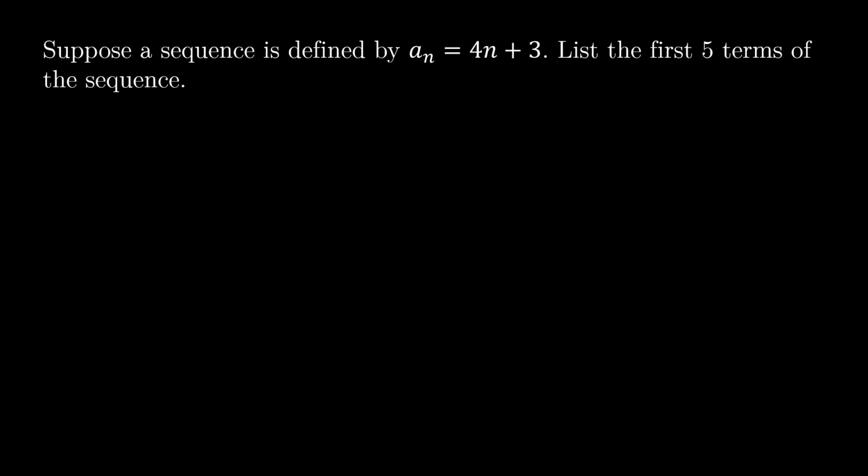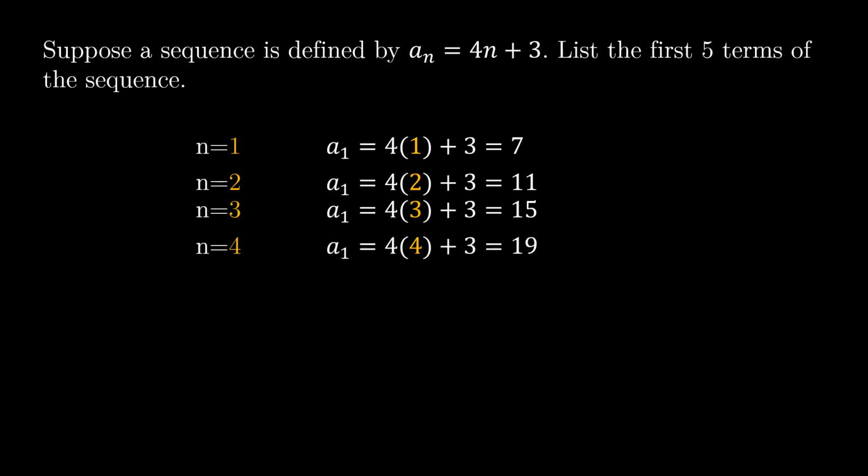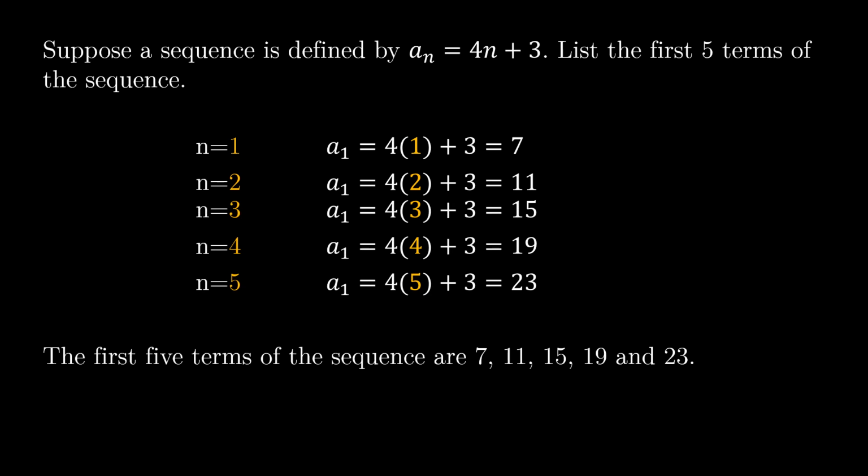Suppose a sequence is defined by a sub n equals 4n plus 3. List the first 5 terms of the sequence. So our first term is 4 times 1 plus 3, 1 being our n equals 1. So we have 7. Then our second term is 11, so this should be a sub 2. Then our third term is 15, a sub 3. Our a sub 4 is 19. Our a sub 5 is 23. The first 5 terms are 7, 11, 15, 19, and 23.